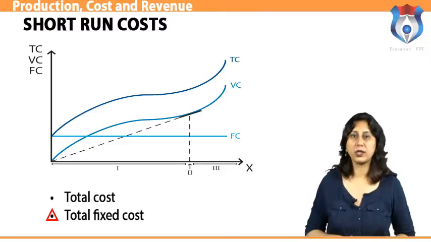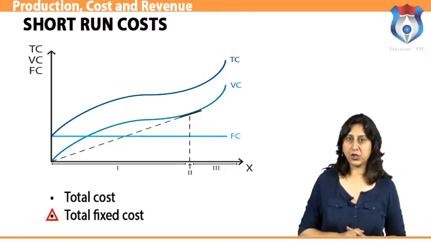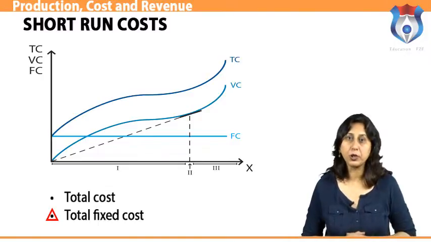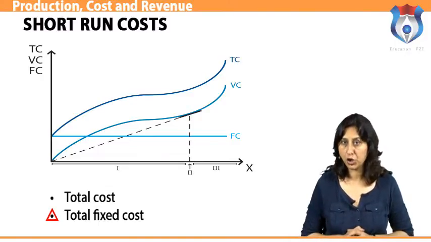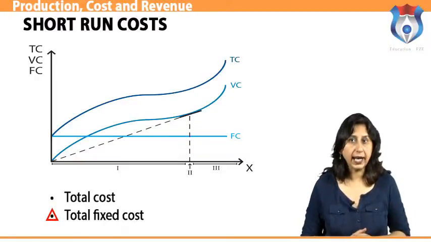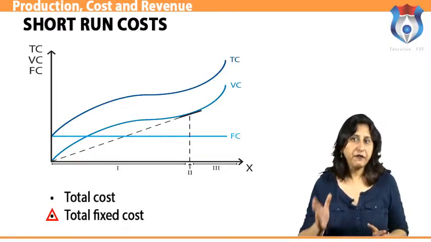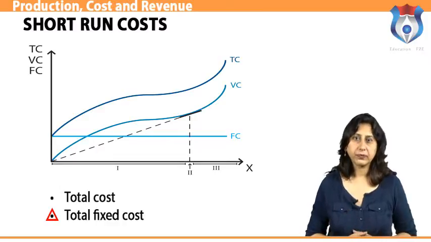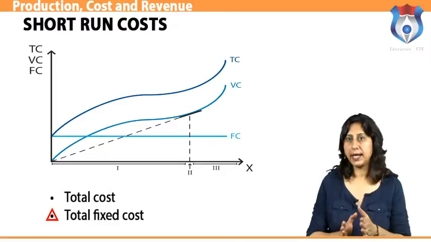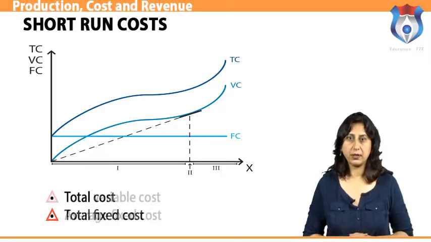Total fixed cost. Cost of production that does not change with changes in the quantity of output produced by a firm in the short run is total fixed cost. At any and all levels of output, fixed cost is the same. Fixed cost is incurred whether or not any output is produced.